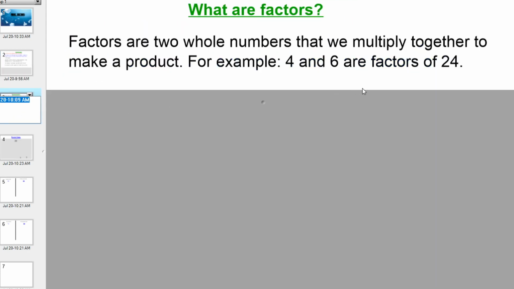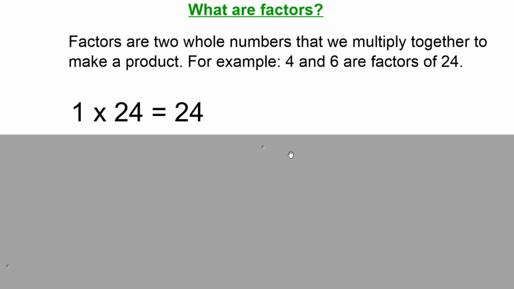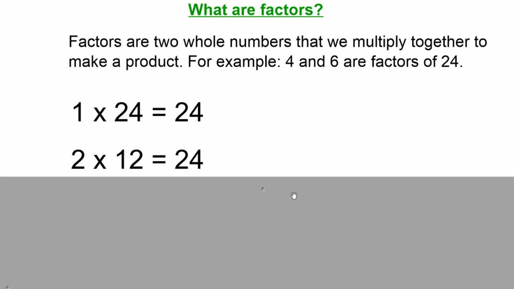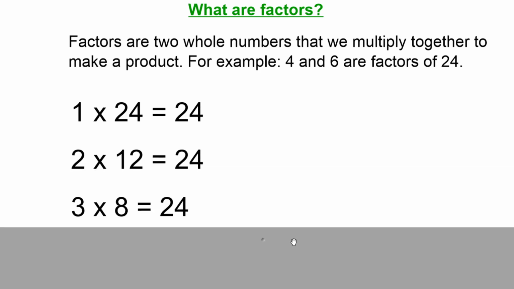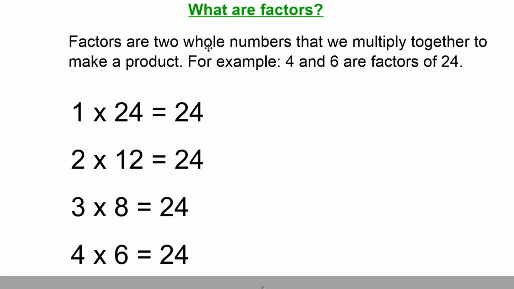Okay, so what about factors? Factors are two whole numbers that we multiply together to make a product. When I say product here, in mathematical terms, we just mean another number. So for example, for the number 24, 4 and 6 are factors of 24, because when I multiply 4 and 6, I get the end product 24. But of course, we know there are other ways to get 24. There are more than just two factors. They are 1 and 24, 2 and 12, 3 and 8, and 4 and 6.